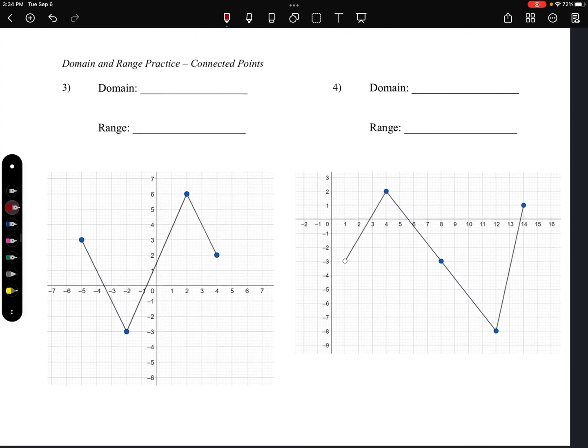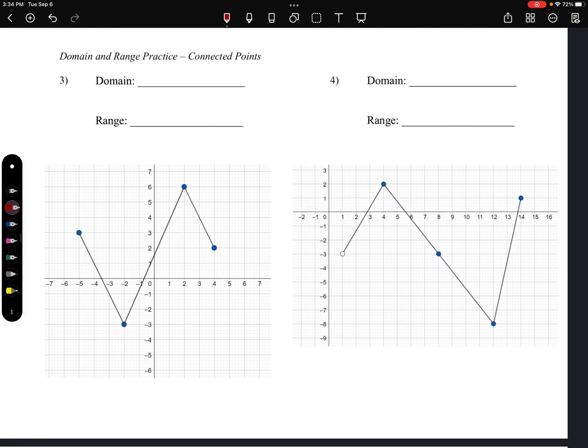Looking at the bottom, now we're talking about when we've got connected points. So this is our domain and range practice with connected points. We're going to write it in inequality notation, and the first thing we need to do is identify our lowest x value, which would come from this point, right? It's farthest to the left, and here's our point that's farthest to the right.